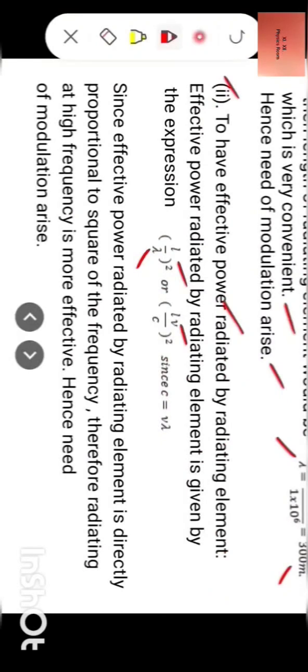Since effective power radiated by radiating element is directly proportional to square of the frequency, therefore radiating at high frequency is more effective, hence need of modulation arise. Now, from this expression you can see that effective power radiated is directly proportional to square of frequency. Okay, therefore we say radiating at high frequency is more effective, hence need of modulation arise.